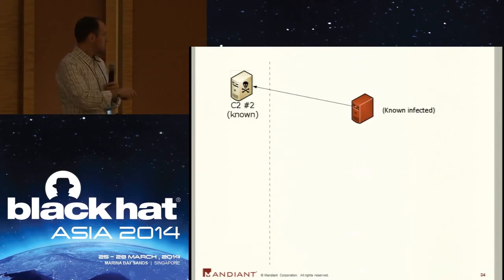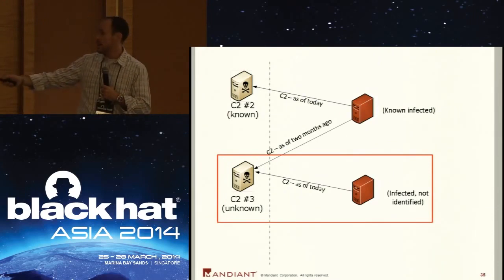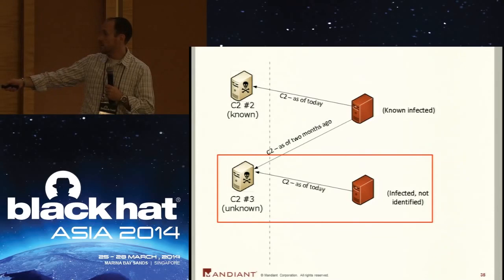So this system is known to be infected. This is that system that had the backdoor changed to another IP. So it's going to C2 number 2, which you know about. But what if I told you next that that information was 2 months old? So the attacker 2 months ago, this backdoor was pointing to this C2 here, number 3.